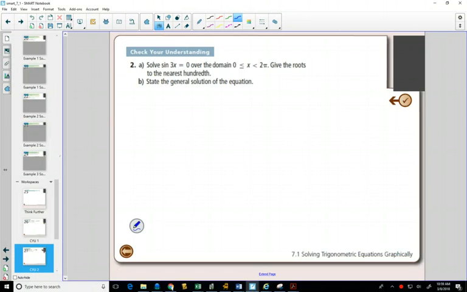Example 2 is another question that we give a special name. I call these ones multi-revolution questions. And we'll find out why in a bit. It starts off sounding a lot like questions that we've done before. Solve sine, blah, blah, blah, and between 0 and 2 pi.